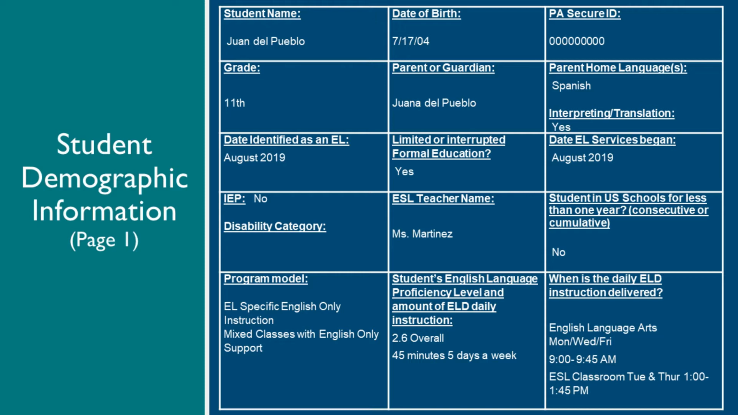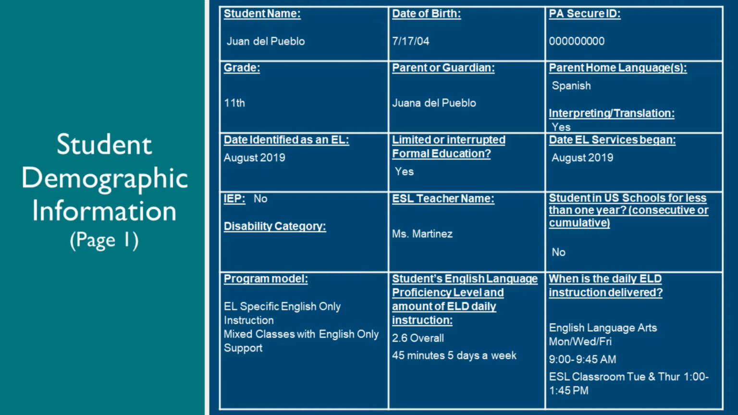What date was the student identified as an English learner? Did they have limited or interrupted formal education? And the date their services began. Also include, does the student qualify for special education services? And what is the disability category? The name of the certified ESL teacher should be included.